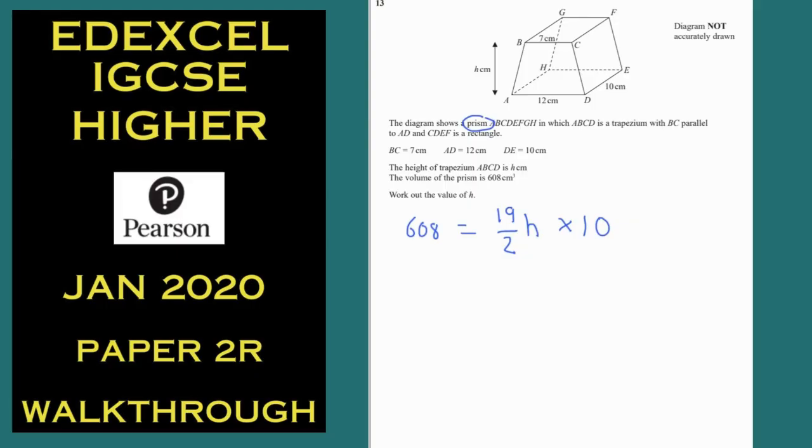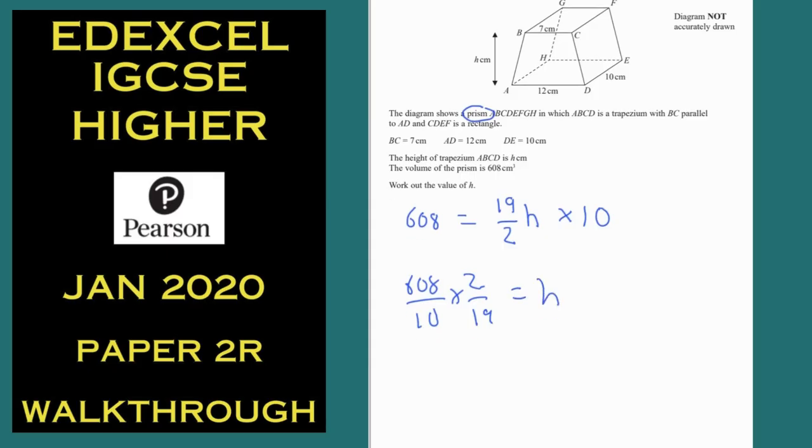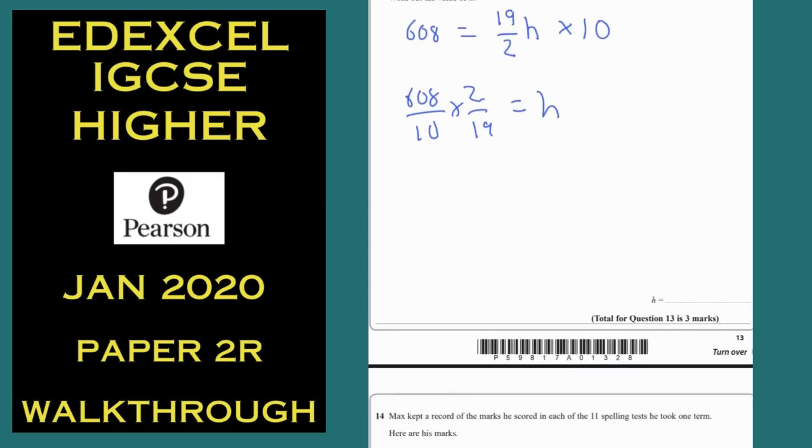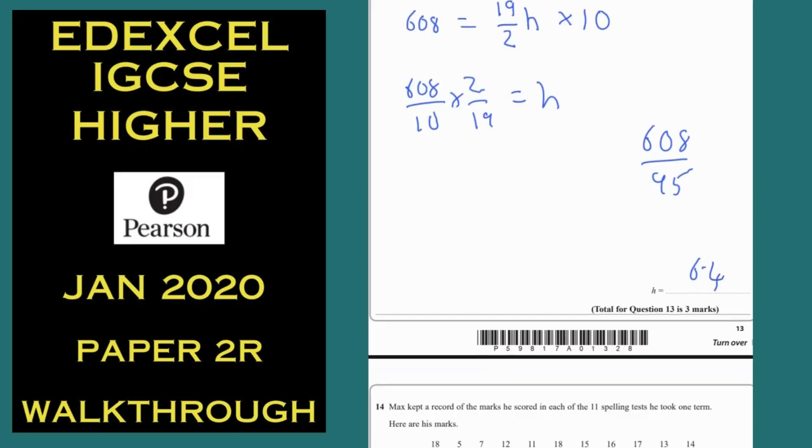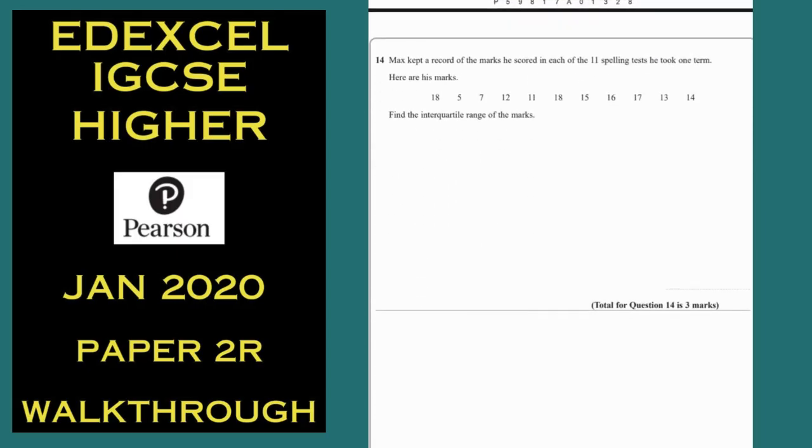Our job is to find h. So grabbing your calculator, stick in 608, divide both sides by 10, multiply both sides by 2, divide both sides by 19, and you're getting your value of h. So 608 over 95, but 6.4 looks a lot more friendly and certainly tidier.